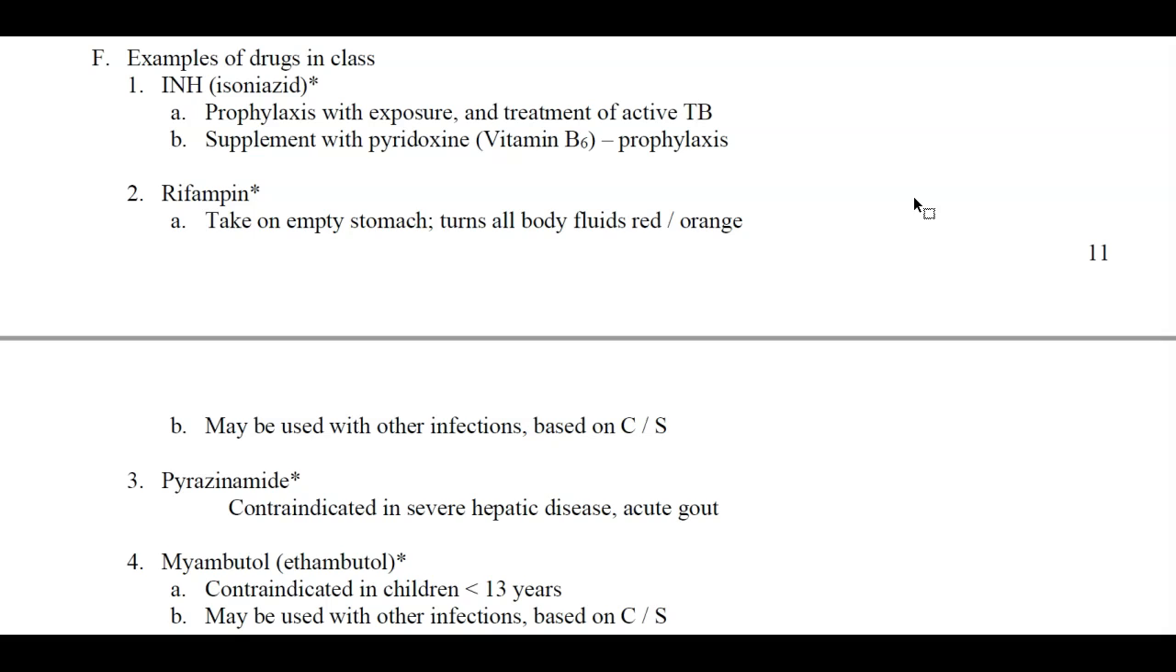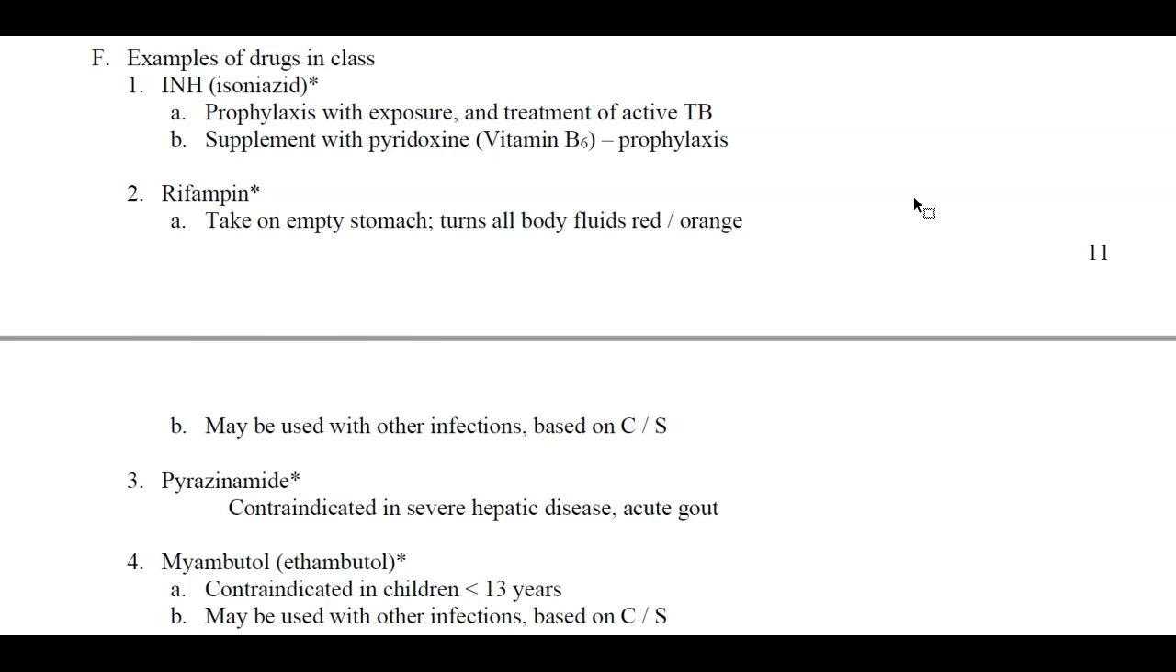Rifampin is another medication that we use for TB. For rifampin, what we have to remember is to educate our patient to take the medication on an empty stomach. And we have to warn them that this medication can turn their body fluids red and orange. This is very important because you don't want them to panic thinking that they're bleeding somewhere. Let's say they go to the restroom and urinate and their urine is red. They may start panicking if you don't let them know ahead of time that this medication can change the color of their body fluids to orange or red. This is also used for other kinds of infection depending on culture and sensitivity, but commonly it is used for tuberculosis.